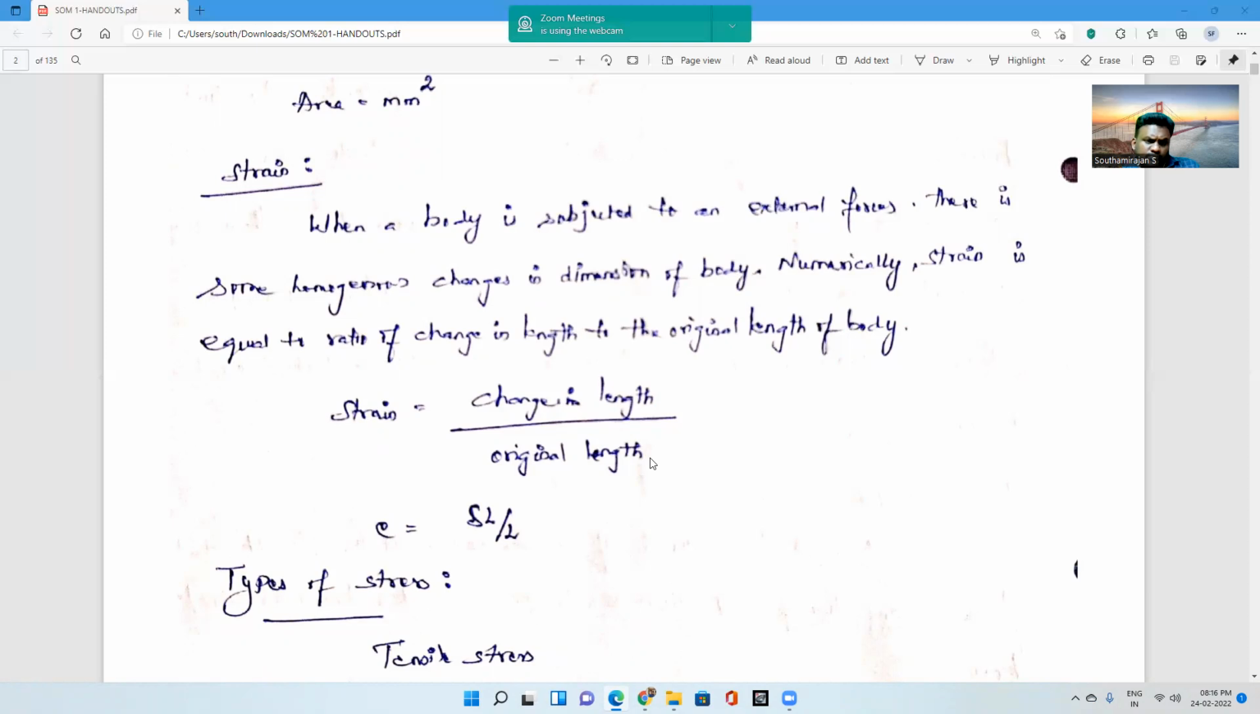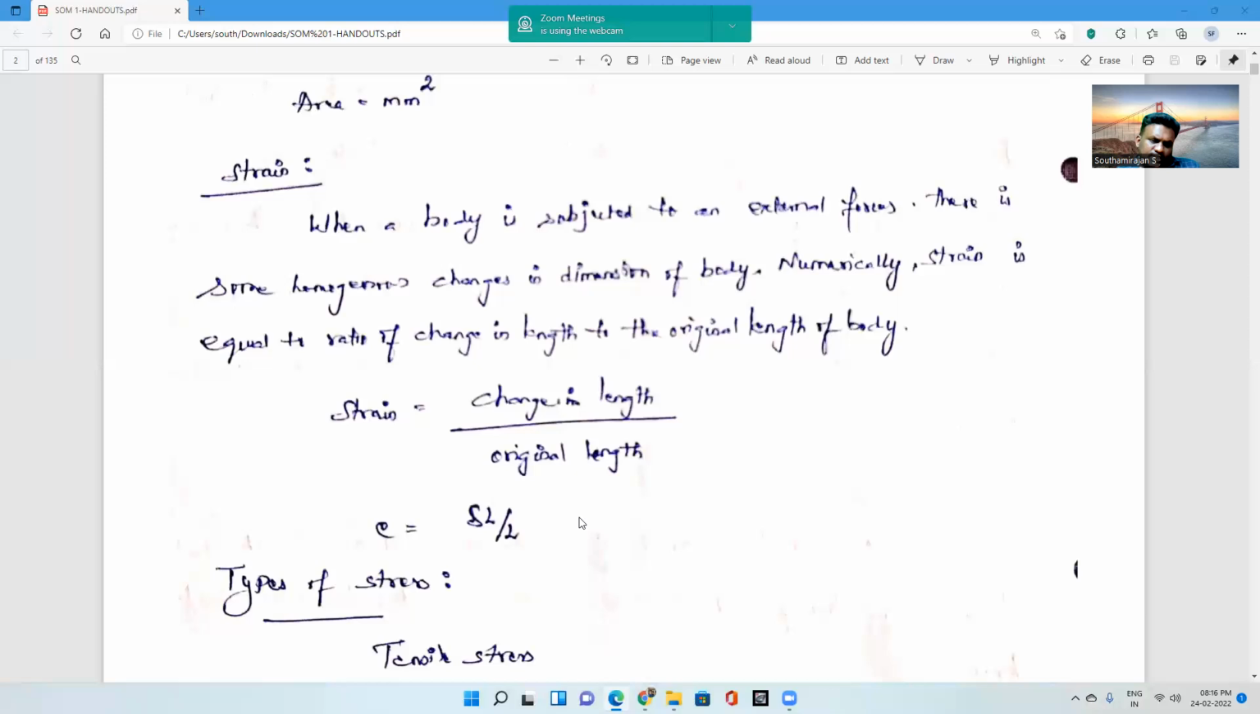So based on the different aspects of materials and different requirements, we obtain the stress and strain. Stress is nothing but load by area, and strain is nothing but change in dimension by original dimension. If you are finding the value along the length direction, it is change in length by original length. So depending upon our requirement, we can predict those values.